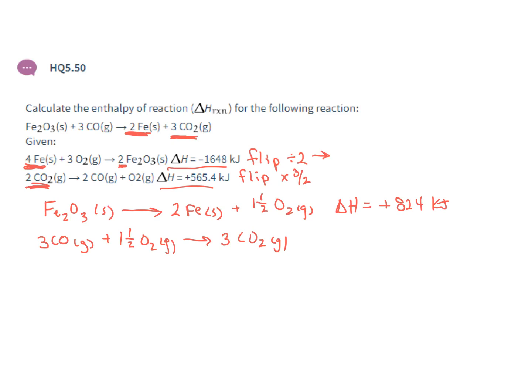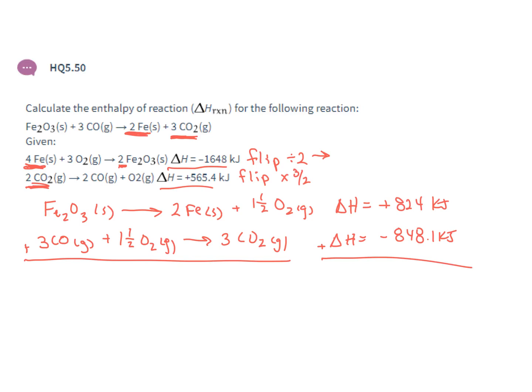So I flip the reaction, I need to change the sign on delta H, and I need to multiply delta H by 3/2 to get my new delta H of minus 848.1 kilojoules. Now I can add those two reactions together, and according to Hess's law, whether I do this reaction in one step or many smaller steps, the sum of the delta H's of those individual steps needs to equal the overall process. So I can add these reactions together just like I can add together these delta H values.